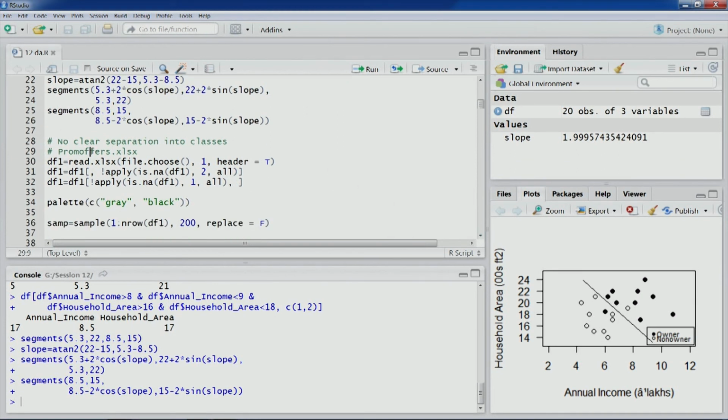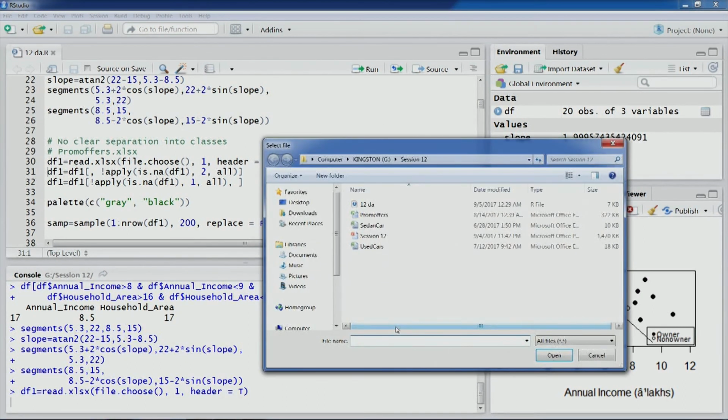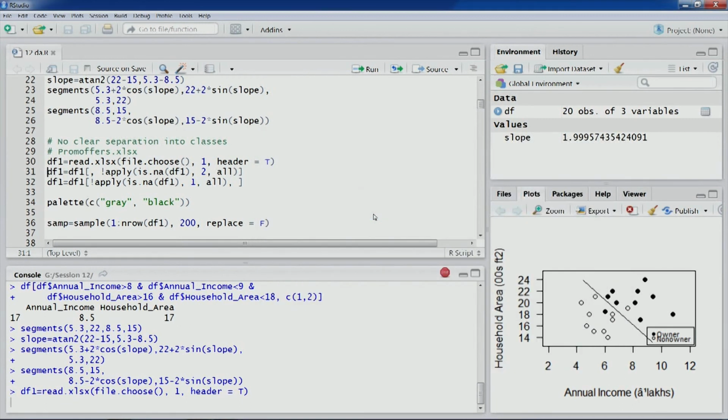So this is the Promoffers data set. We are also familiar with this one as well. So let's import this one and see what the scenario is in this particular data set. In this data set, as we would see, the observations belonging to different groups have no clear separation between those groups, and that would actually complicate the performance of the model.